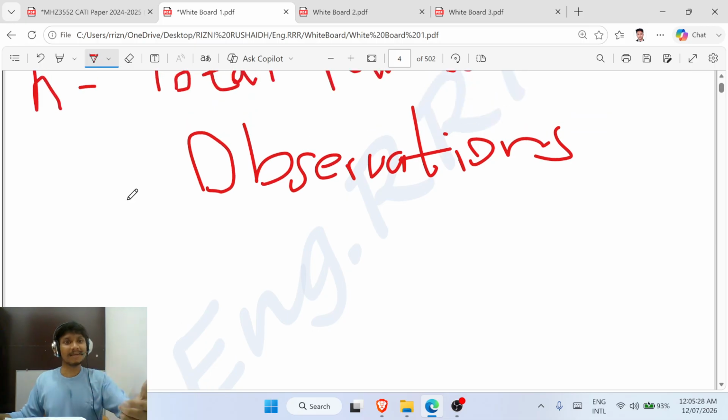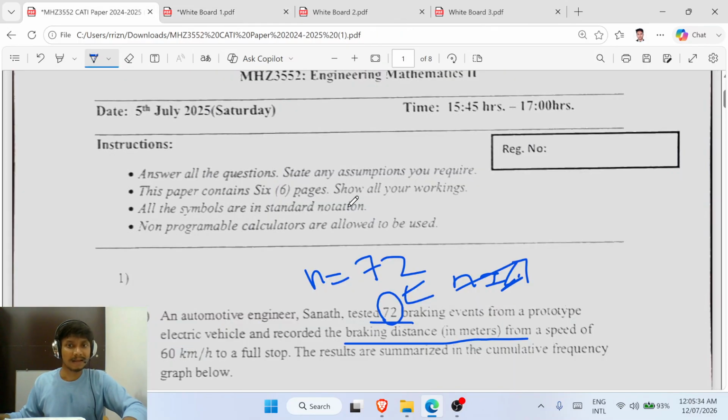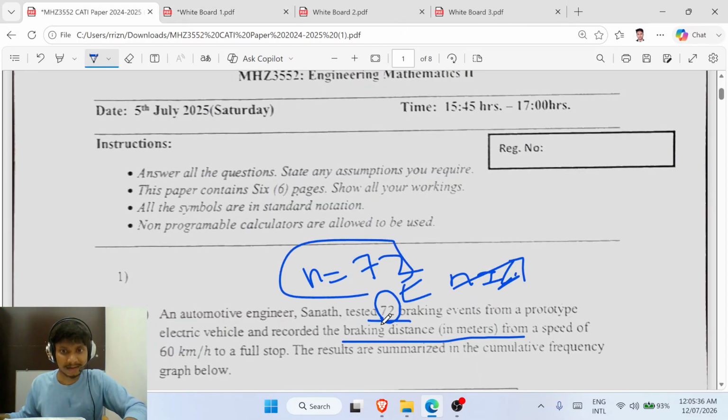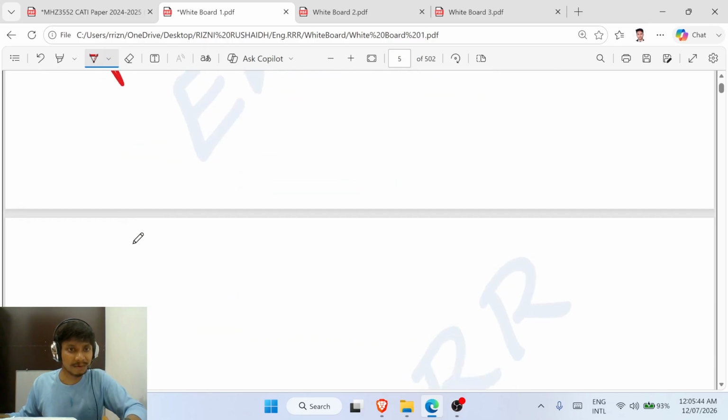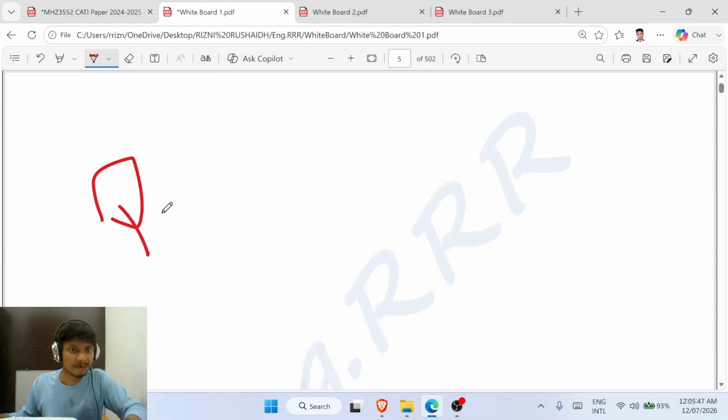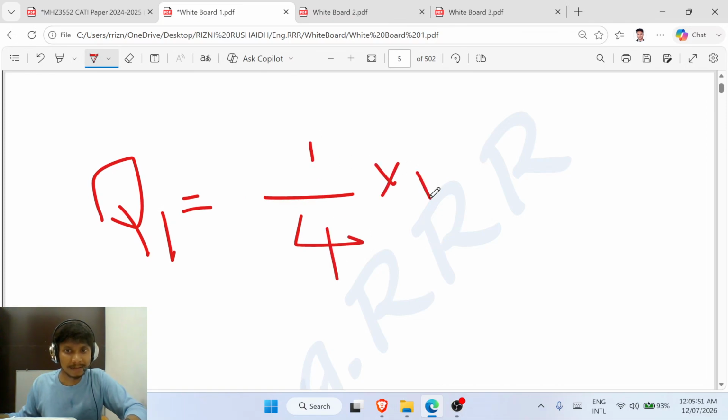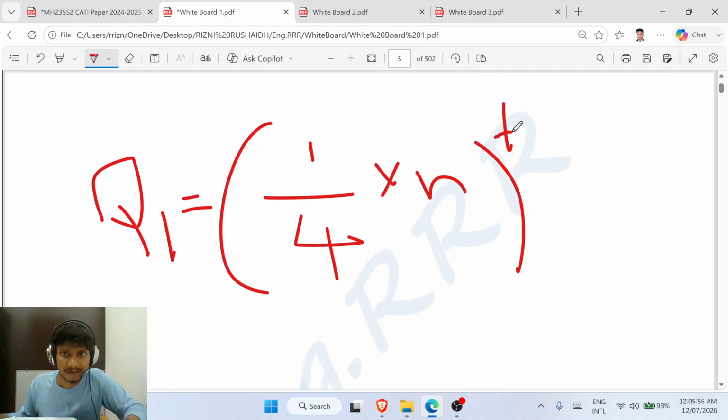What is N? Therefore, N is 72, the total number of observations. How did we find it from their data? 72 breaking events, total observations. Now N is equal to 72. Okay, now what is Q1? Q1 is equal to 1 by 4 into nth value.